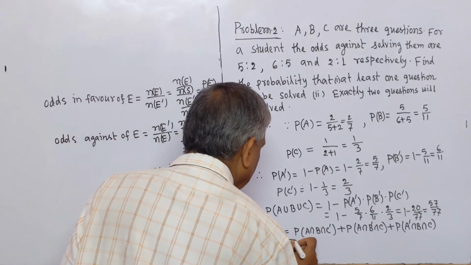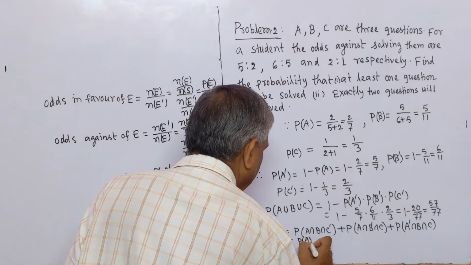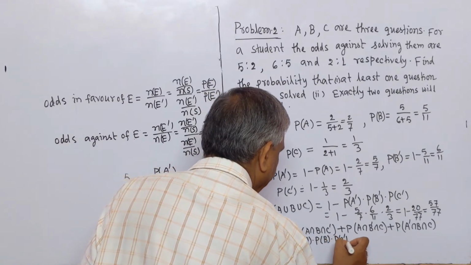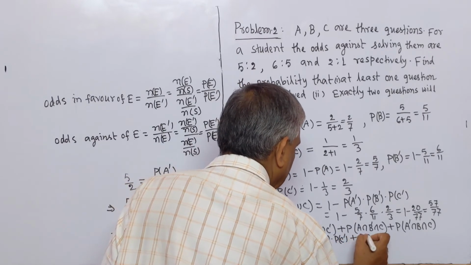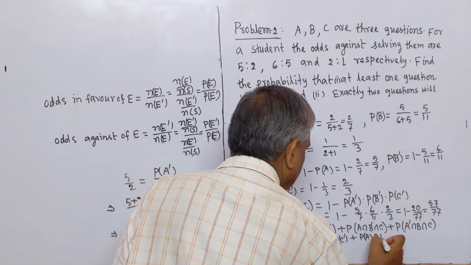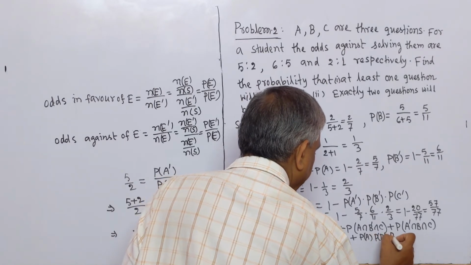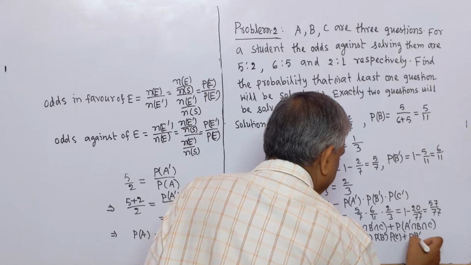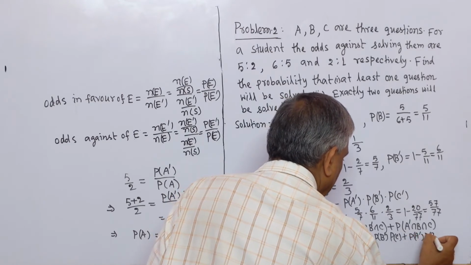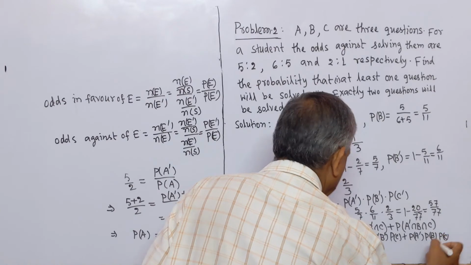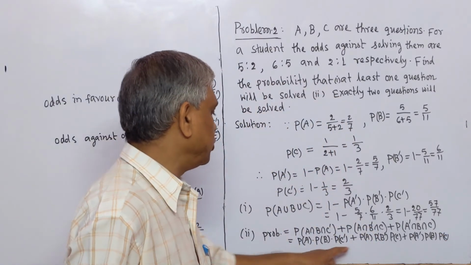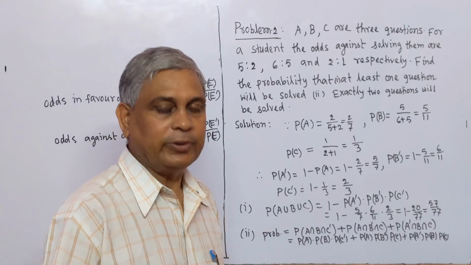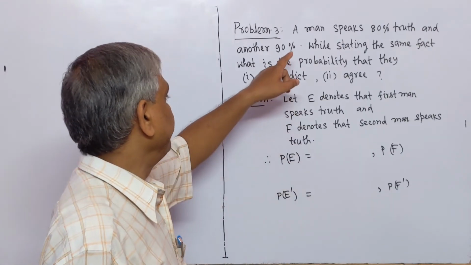So we write here P(A) multiply P(B) multiply P(C prime) plus P(A) P(B prime) P(C) plus P(A prime) P(B) P(C). If we put the value of these probabilities from here, then our problem will be solved. Now we solve the next problem.